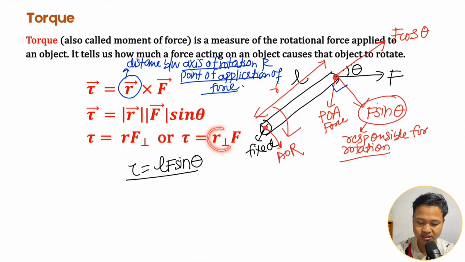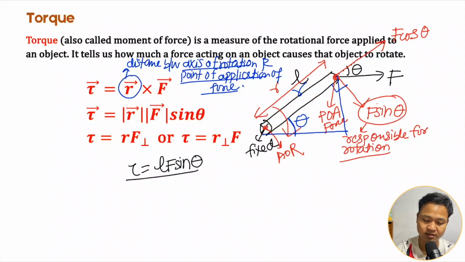Now see, if I draw a triangle here, this is r, and this angle is also theta. That means in the triangle, the sides are the r component and the other component of r. See here, in this right triangle I have the relation: the adjacent side is l cos theta, and the perpendicular side is l sin theta.